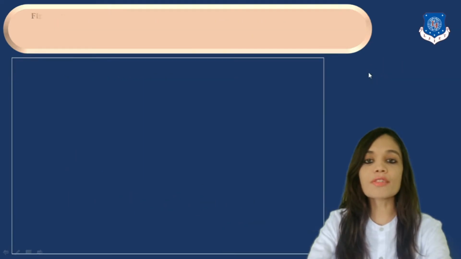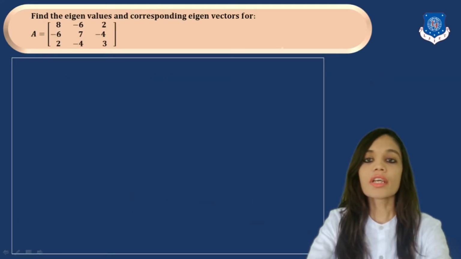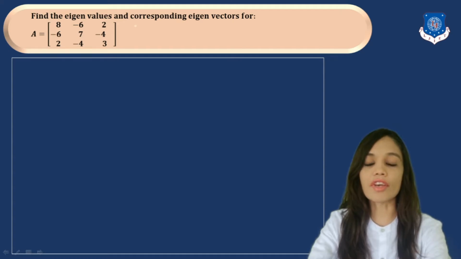Okay, so now let's move on to an example. Here we have to find the eigenvalues and corresponding eigenvectors of the following matrix A, which is equal to [8, -6, 2; -6, 7, -4; 2, -4, 3]. Okay, so let's start with the solution.